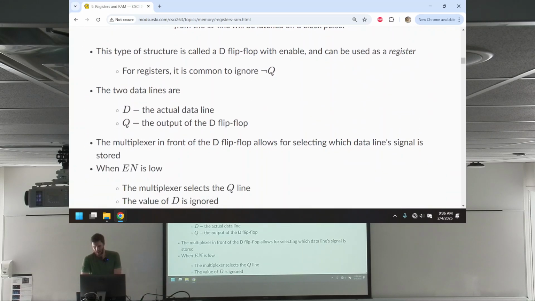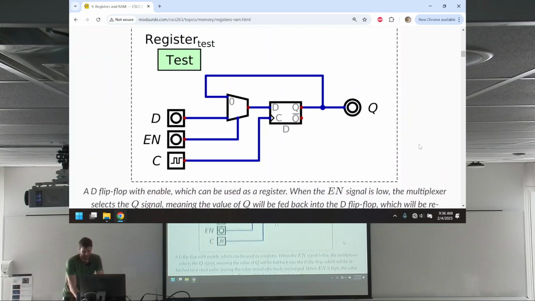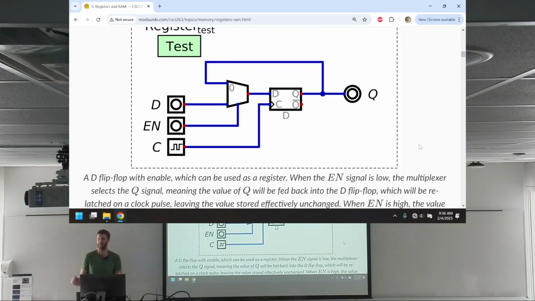All right. This type of structure is called a D flip-flop with enable and can be used as a register. So this is like our basic unit of storing a bit.